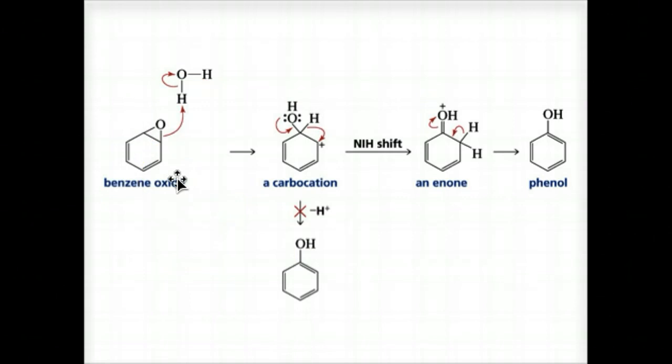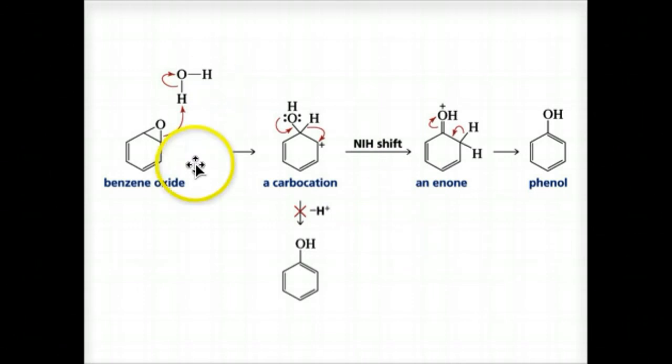Instead of losing a hydrogen right away to form phenol, the carbocation forms an enone. There's the enone. As a result of the 1,2 hydride shift, which has occurred right here, forming the enone. It is called an NIH shift. Of course, the work was done at the National Institutes of Health because it was first observed in the lab at the National Institutes of Health from the work that was being done.